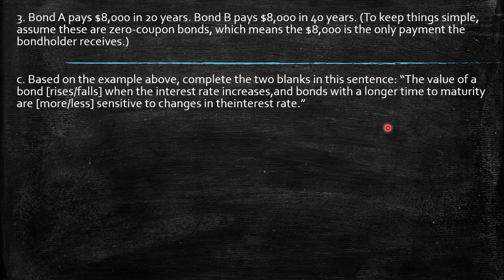Then, based on the example above, complete the two blanks in this sentence. The value of a bond when the interest rate increases. You already saw that when we increase from 3.5% to 7%, automatically the price of the bond decreases, falls. And then when the interest rate increases, bonds with a longer time to maturity, which is the bond B, which was 40 years, are more sensitive to changes in the interest rate.